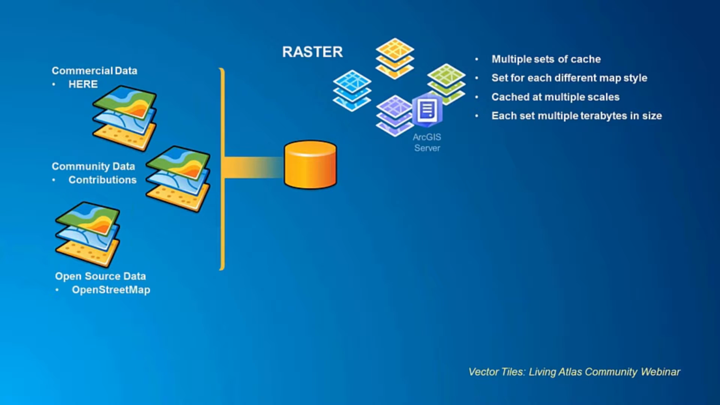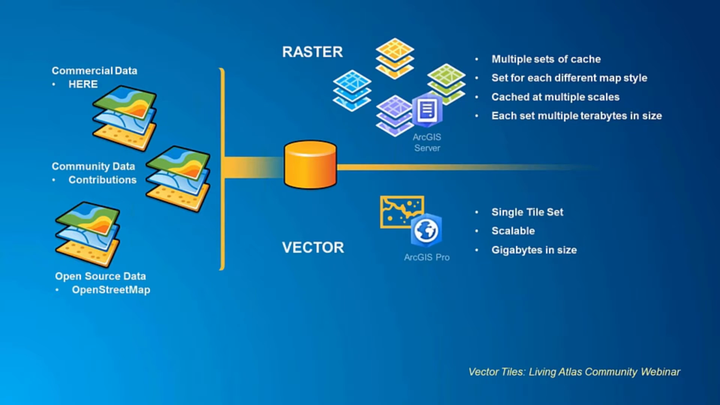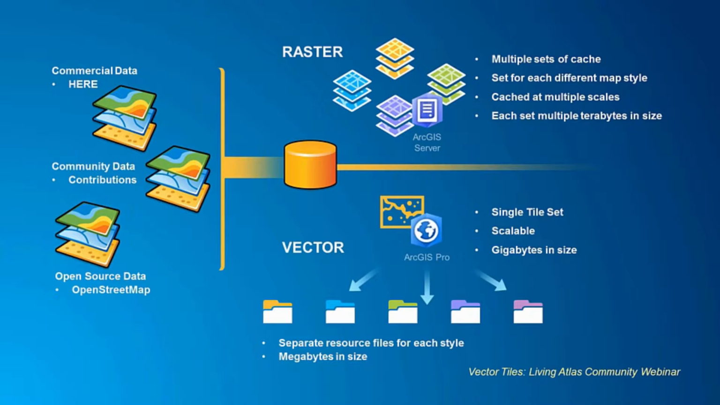And for raster maps, we have to cache multiple sets of all the different basemap styles. They're cached at multiple scales, and each of those style sets contain terabytes of data and terabytes of cache. Compare that with our vector tiles. We create a single tile set. The tile set's scalable, and it's mere gigabytes, about 20 gigabytes. From that single vector tile set, we have multiple resource files for all the different styles. And each one of those resource files are only megabytes in size.